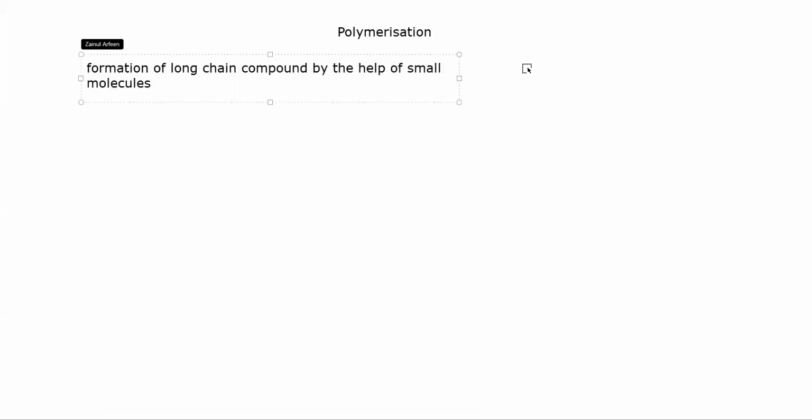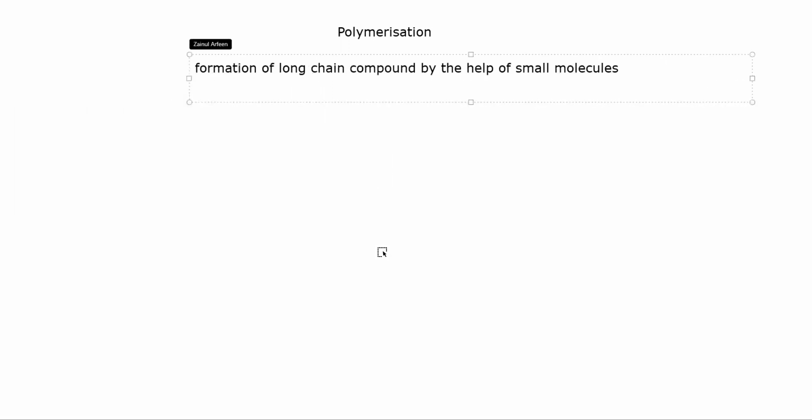This process is known as polymerization, and it's the opposite of cracking. In cracking, what do we do? We break the long chain into small ones. And in polymerization, the opposite is done. If we have small molecules, we can join them and form a long chain compound. So most of these plastics are polymers.